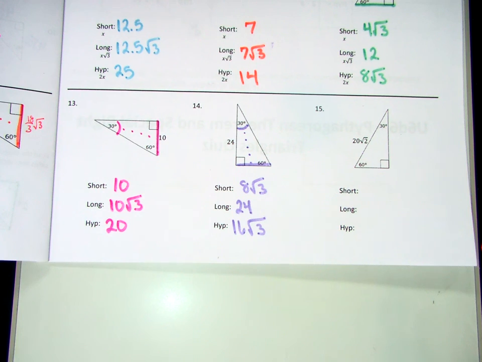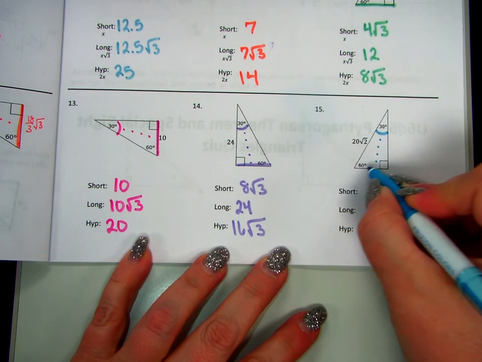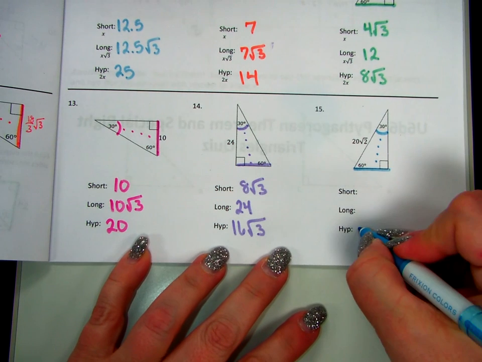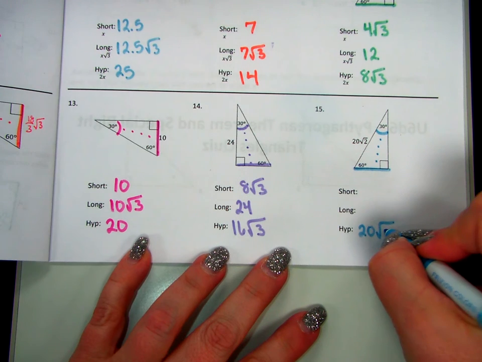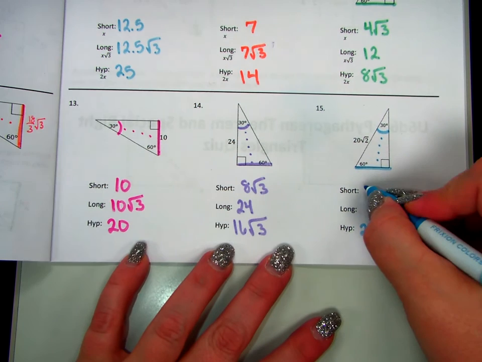Number 15. What did they give me on 15? The hypotenuse is 20 square roots of 2. That's not a typo. Like 90% of the time it would be a typo with Miss Bishop typing, but I meant to put the wrong square root there. And not wrong, but the one that's not part of the pattern. If my hypotenuse is 20 square roots of 2, what's my short leg? 10 square roots of 2.